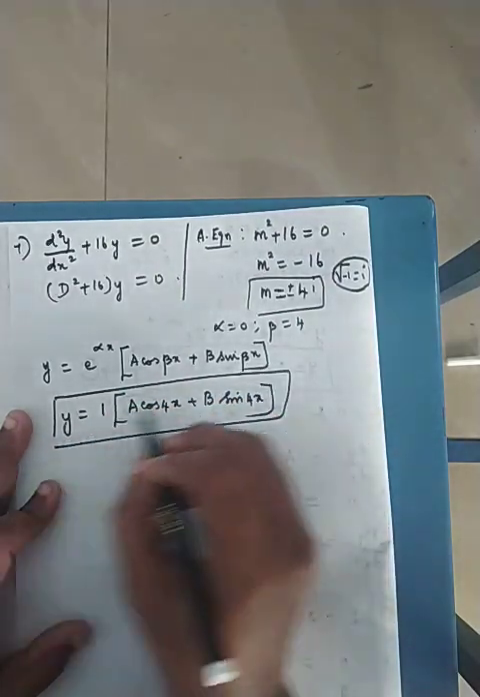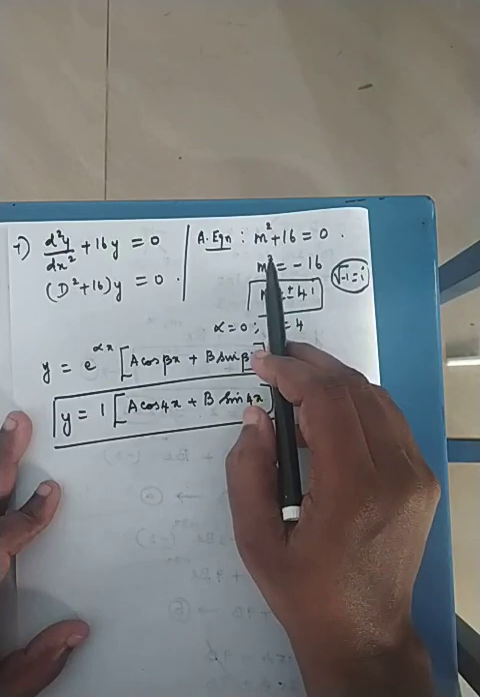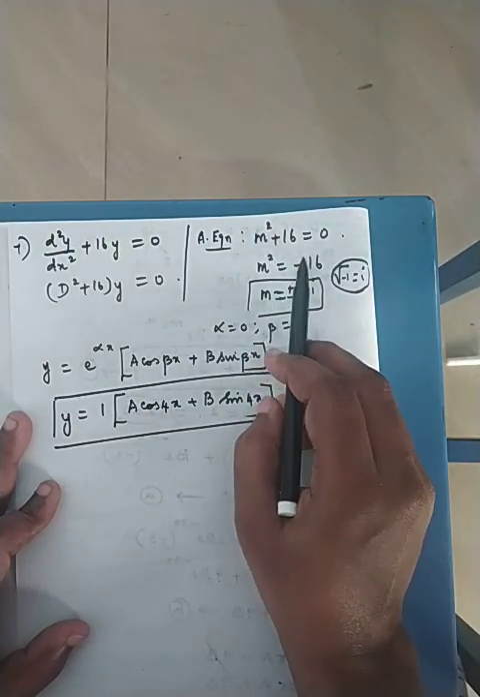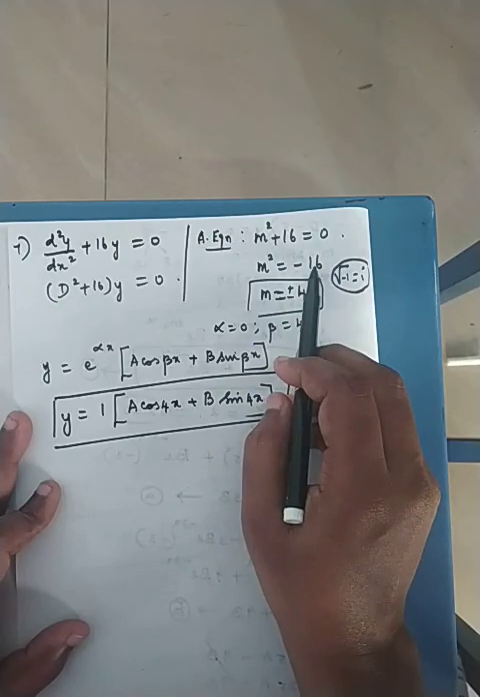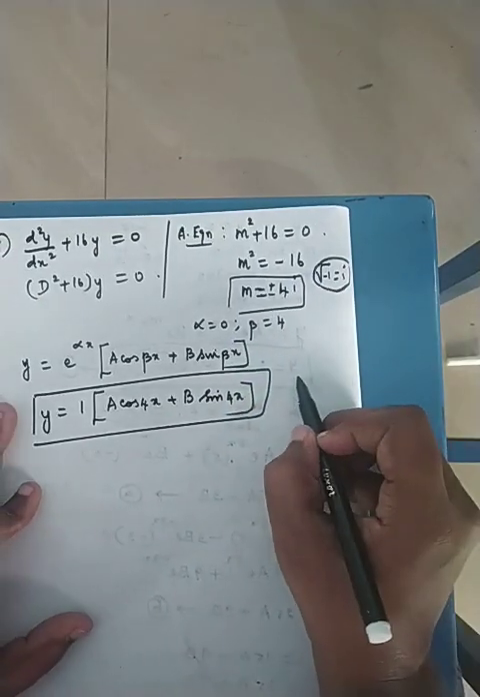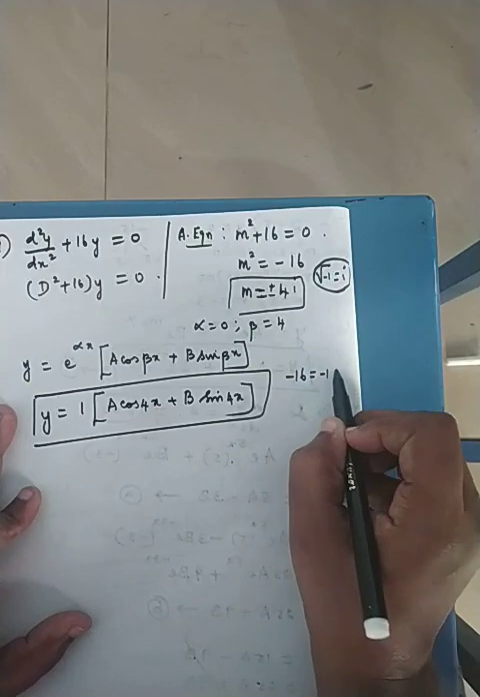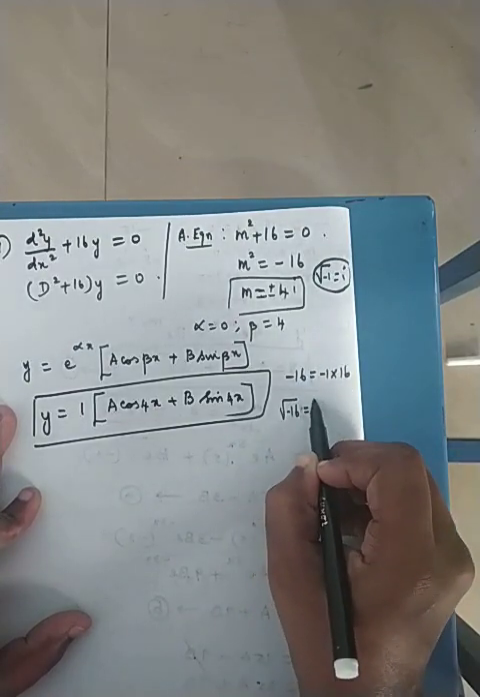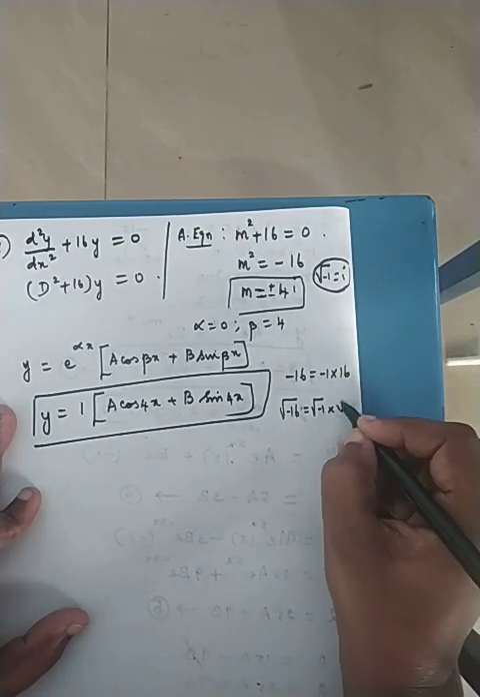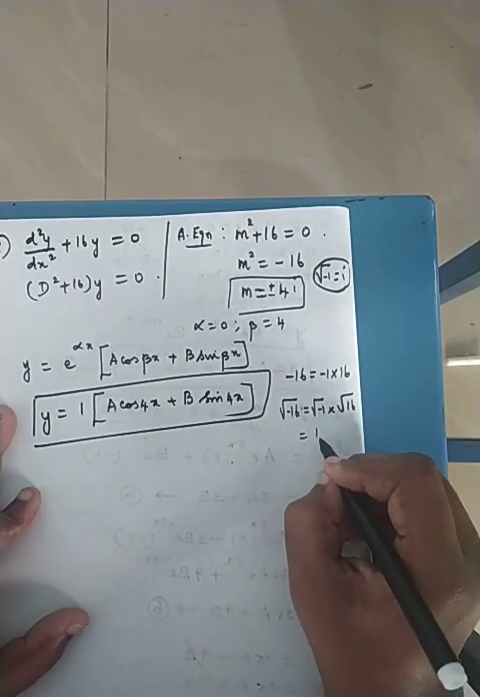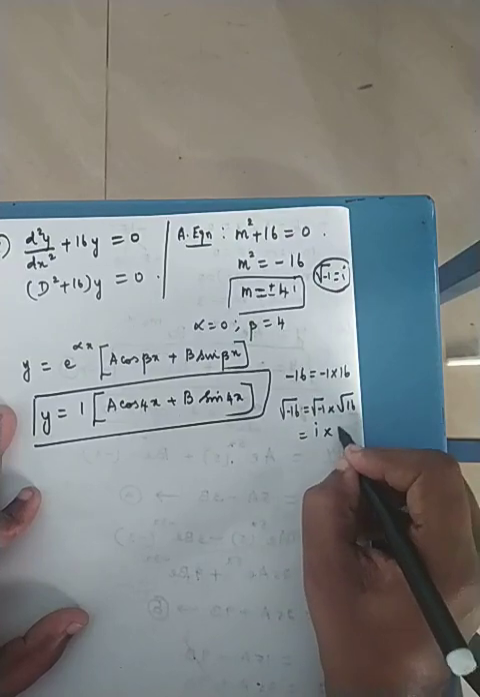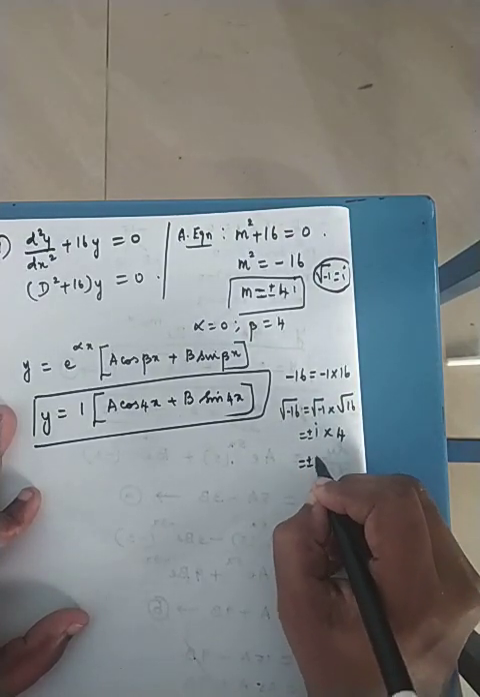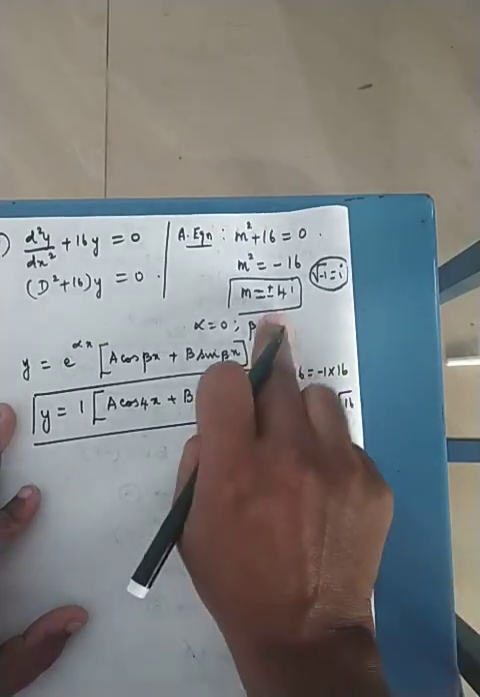Yes, so what is happening here? When I take the auxiliary equation and when finding the roots, I get m squared equal to minus 16. What is minus 16? I can write minus 16 as minus 1 into 16. Now when I take root of minus 16, I have to take root of minus 1 into root 16. So this root of minus 1 I write as i and root 16 I write as 4. So this is plus or minus 4i. That is what I have written here.